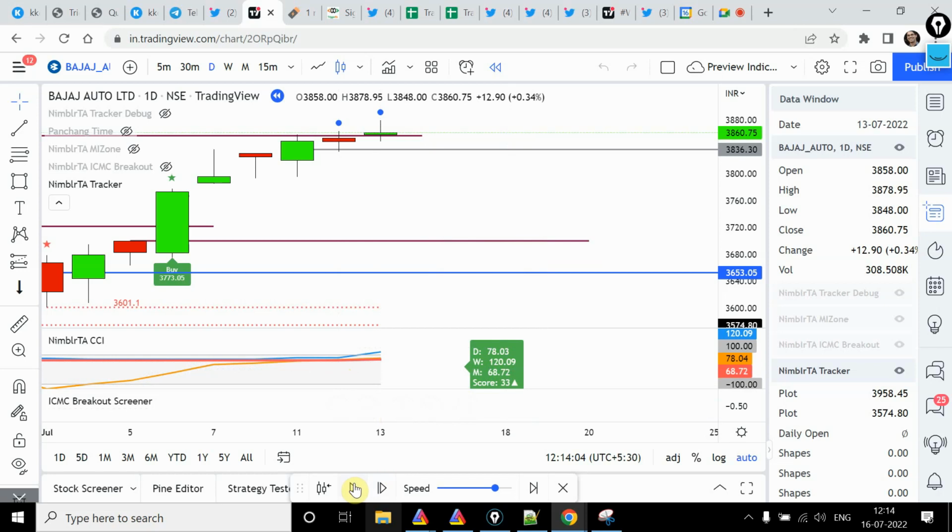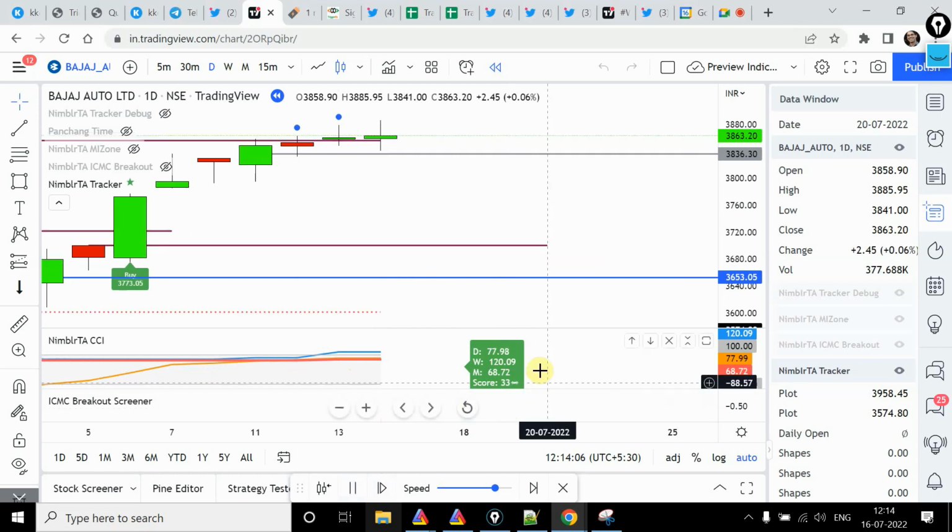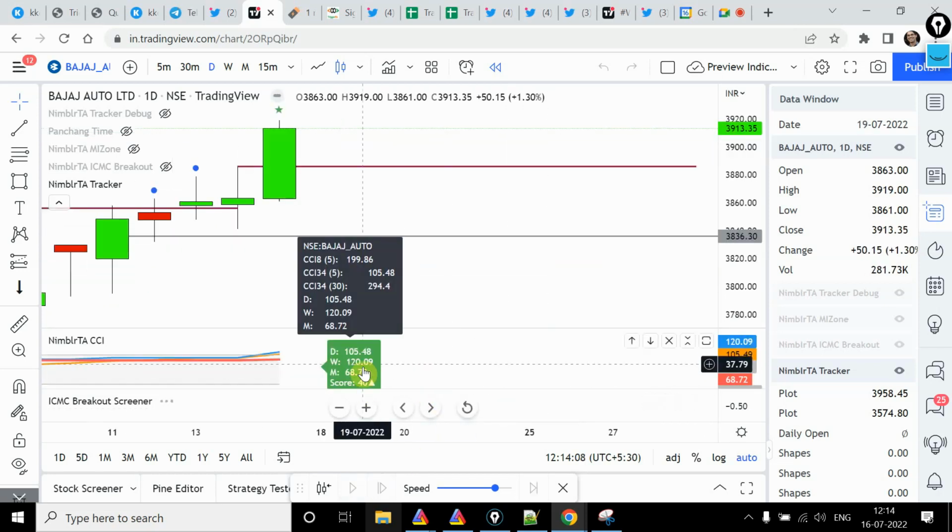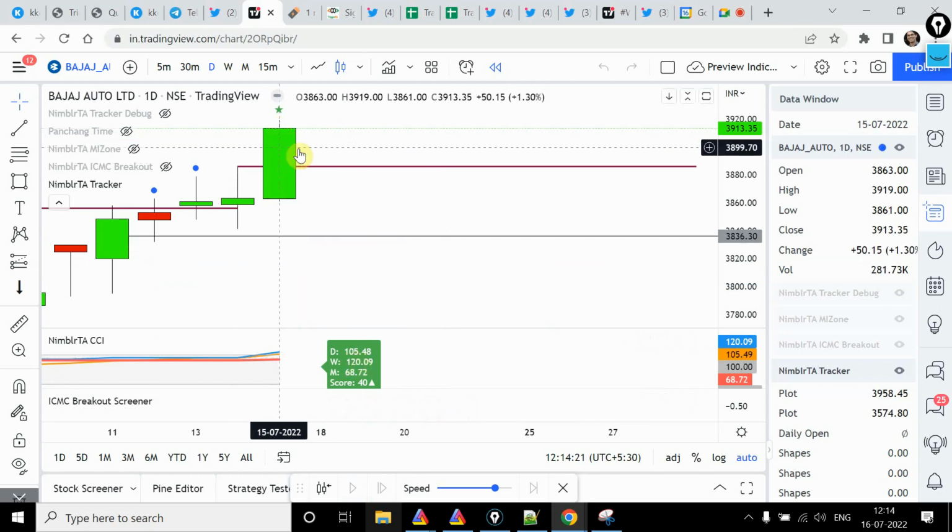But if you see what happened later on, daily also got me momentum. Weekly was already in momentum, but daily also got momentum. So you have two different higher time frames which are in synchronous momentum as of now, and that is why you see a surge over here, right?